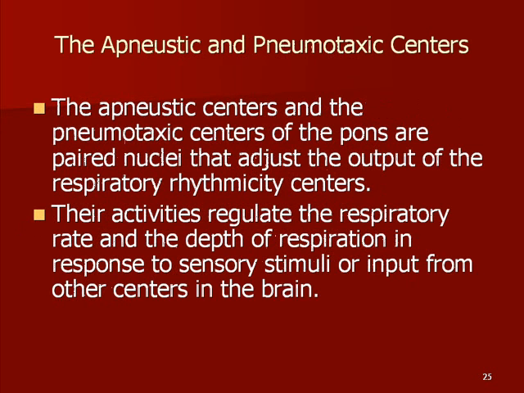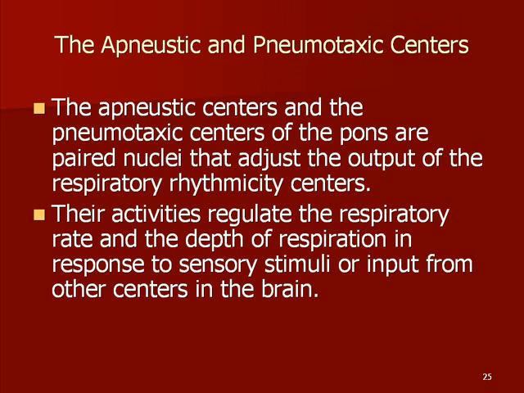The apneustic and the pneumotaxic centers involve the pons. The pons is a portion of the brain. Again, I recognize we have not studied the nervous system yet, but I do encourage you to go to the neurological section of your textbook and at least identify this region of the brain referred to as the pons. Again, the apneustic center and the pneumotaxic center both are located there, and they are paired nuclei that adjust the output of the respiratory rhythmic centers.